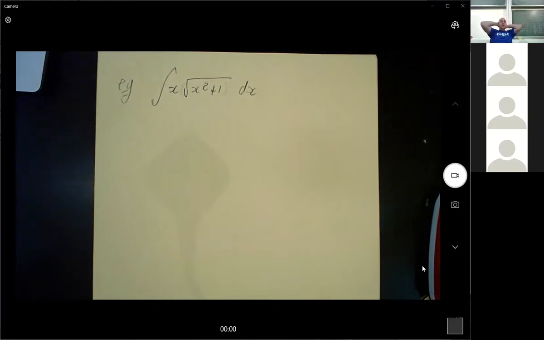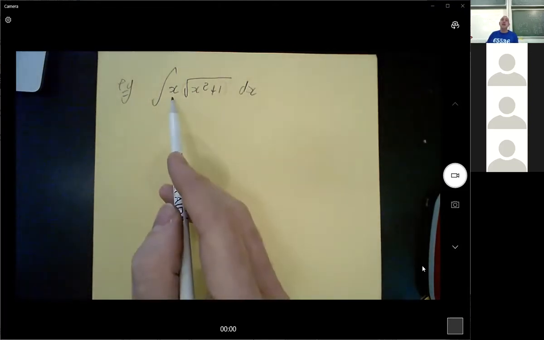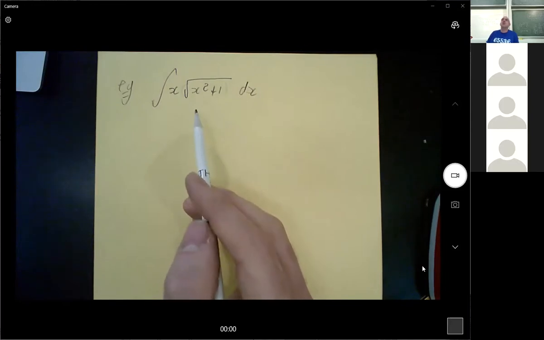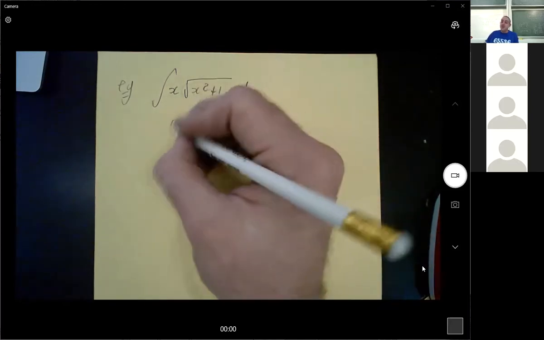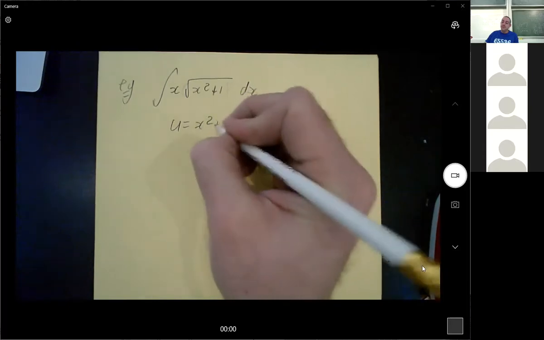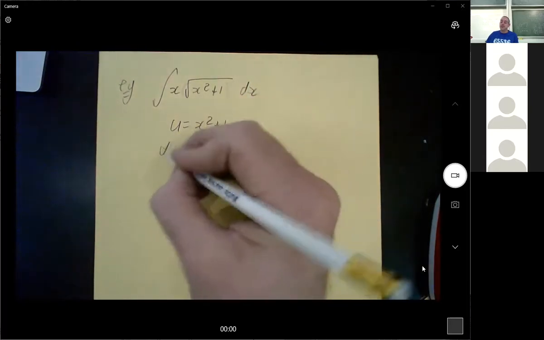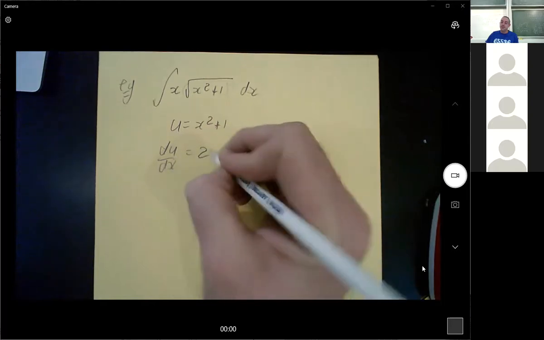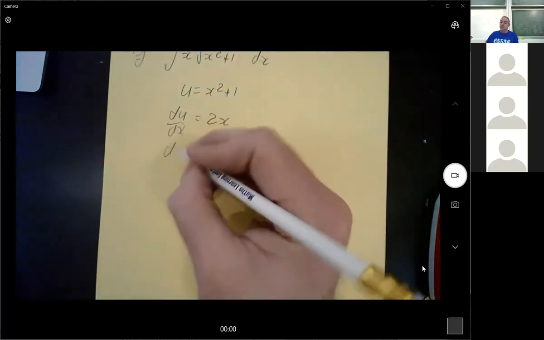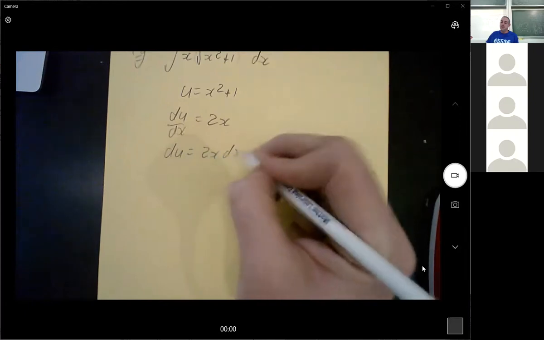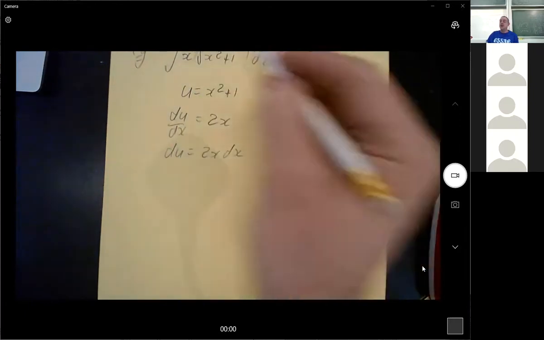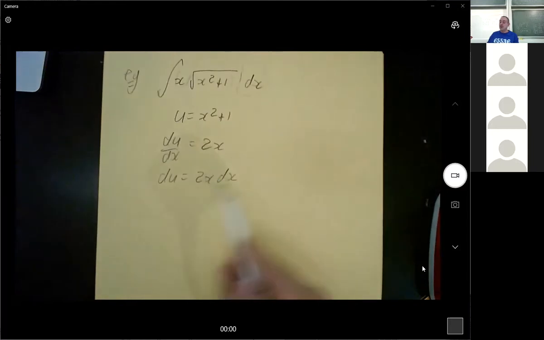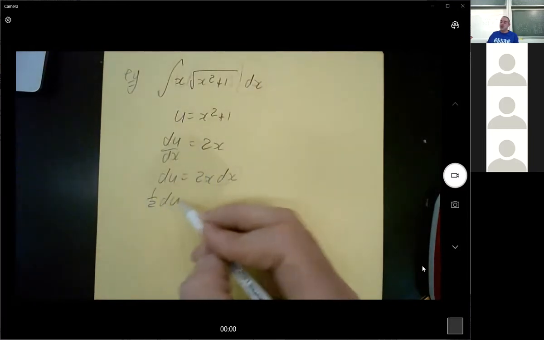So I could attempt to expand it out. Roots don't expand out, so can't do that. Substitution, I could check if one bit of it is nearly the derivative of another bit. Oh, look, x is nearly the derivative of x squared. It's just off by 2. So this would be a substitution. So I notice that I have an x dx here, which is here. So I'm going to move the 2 out of the way.